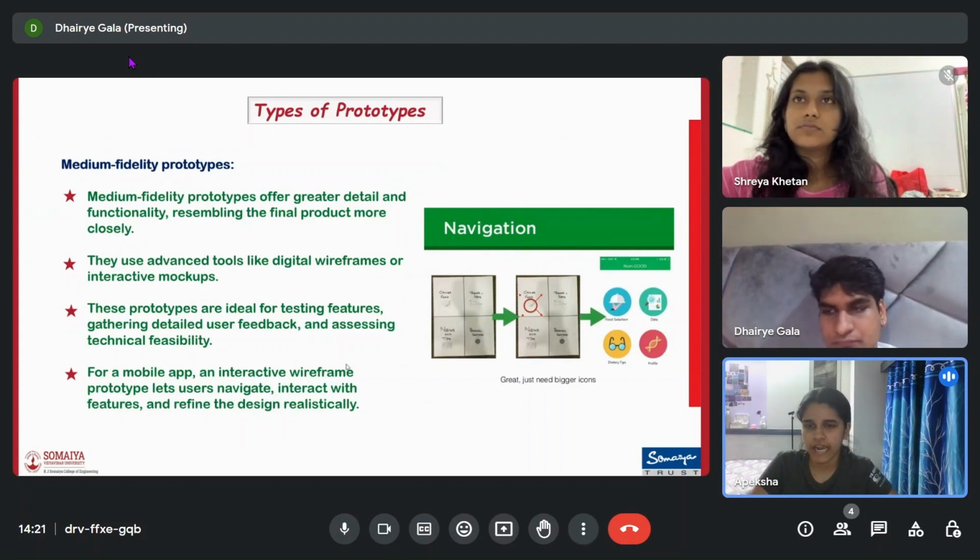These prototypes are ideal for testing features, gathering detailed user feedback, and assessing technical feasibility. For a mobile app, an interactive wireframe prototype lets users navigate, interact with features, and refine the design realistically.